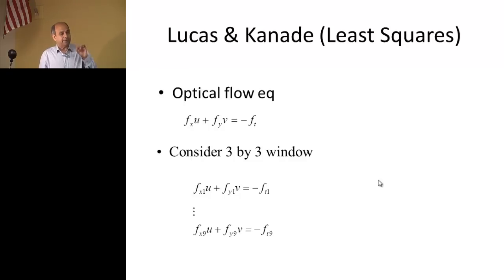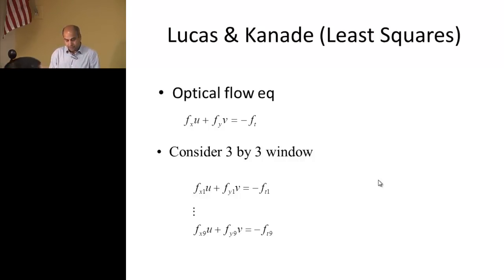Of course, at every pixel, fx, fy, ft will be different. We're going to apply these masks. So we have 9 equations, 2 unknowns. This is called an over-constrained system, which means we can solve this.